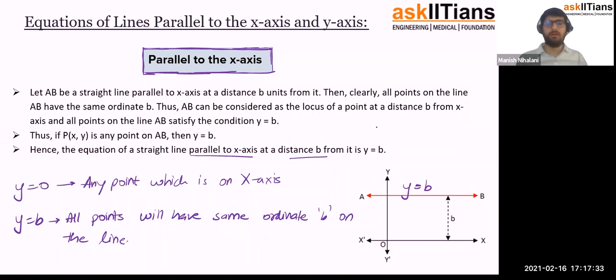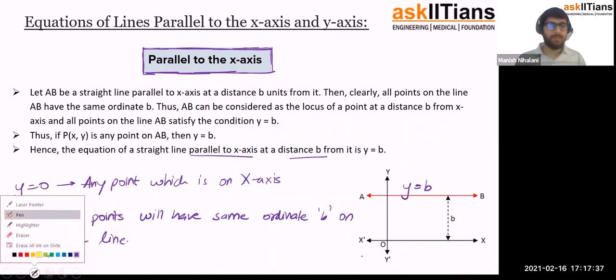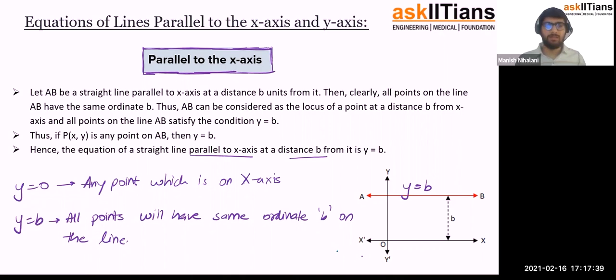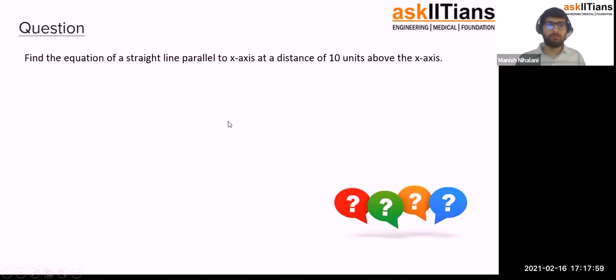Okay, very good. If this line would have been below x-axis, in that case its equation would be y is equal to minus b, where b is positive. Here also b is positive. b can't be negative because b is just a real number. Okay, correct. Let's move to next.